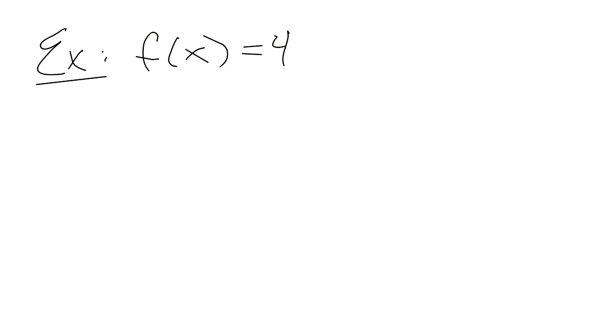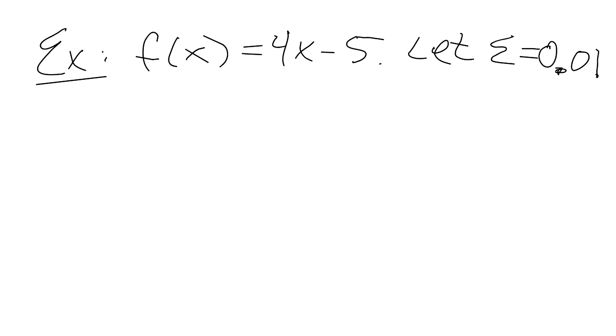And I'm going to use one that we didn't do before. We just let epsilon equal delta yesterday. We did one simple example. So today we're going to let f of x equal 4x minus 5. And we're going to let epsilon equal 0.01. So epsilon is going to be a tiny number.